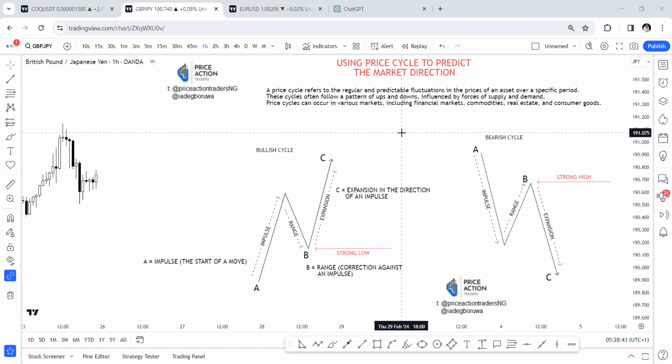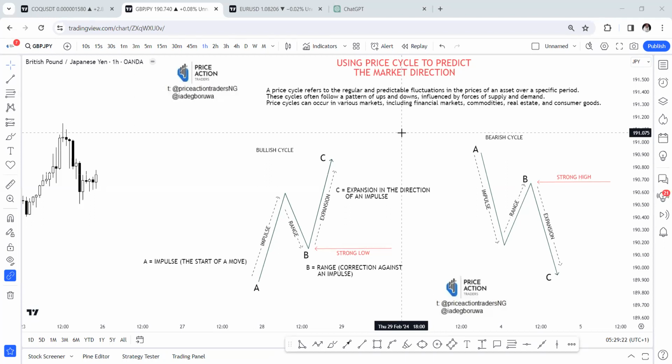We have what we call a price cycle. It's a kind of predictable pattern that exists in the market of goods and services. These cycles often follow a pattern of ups and downs influenced by forces of supply and demand in the market. Price cycles can occur in various markets, including financial markets, commodities, real estate, and consumer goods. So it's not a gimmick, it's not a random thing. It is a predictable pattern that exists up and down in the market direction.